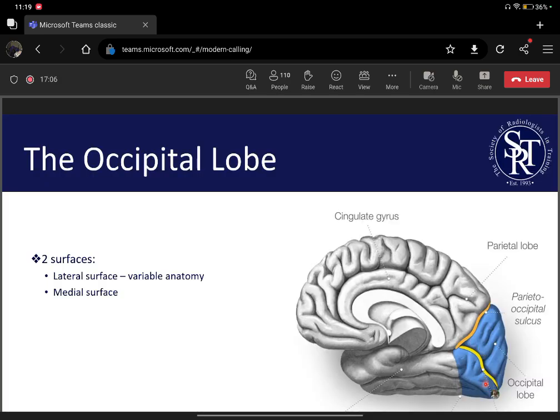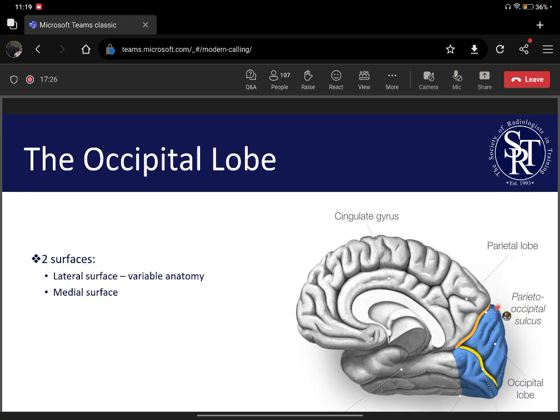Moving on to the occipital lobe, it has also two surfaces. However, the lateral surface has a very variable anatomy, which is probably less likely to come up in the exam. Therefore, I would suggest you read on it, be familiar with the anatomy of the lateral surface, but I'm just going to focus on the medial surface.